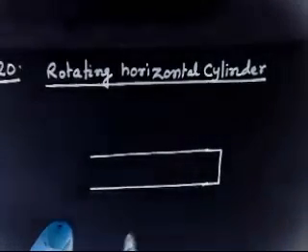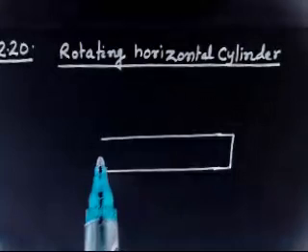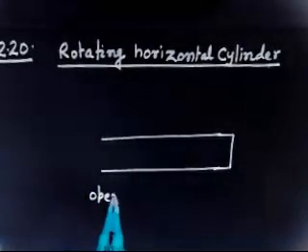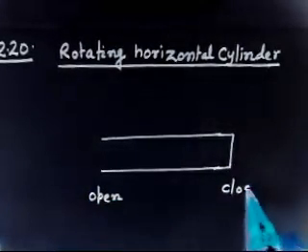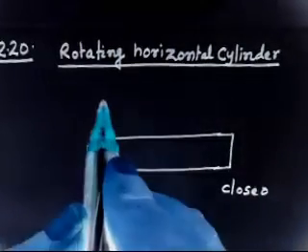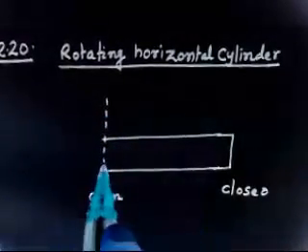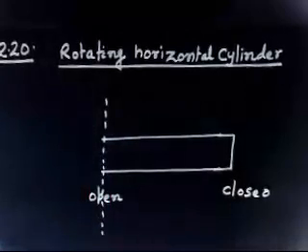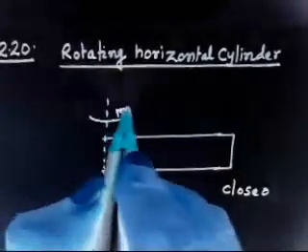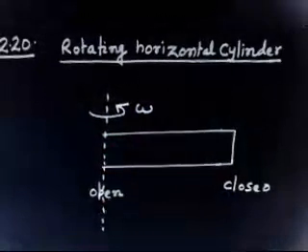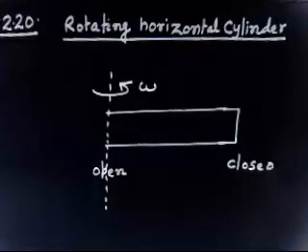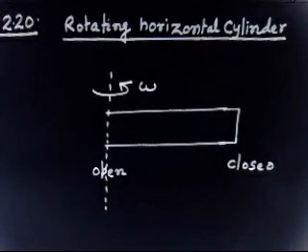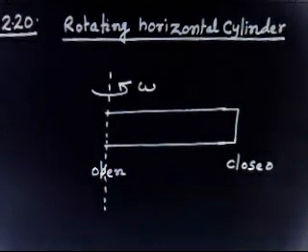So we have a horizontal cylinder. Let us say this is the cylinder we have. Now one side is open, and this side is closed. The cylinder is rotated about an axis passing through the open side. So this is the open side, and this cylinder is rotated with angular velocity omega about an axis that passes through the open end.